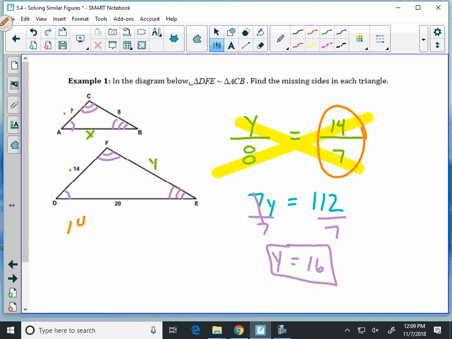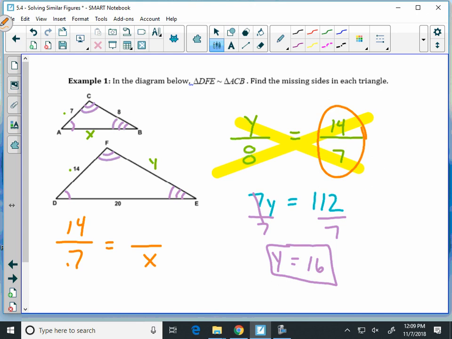So I'm still going to use 14 over 7. And that's still going to be equal to a fraction. But this time around, we're finding x. Where does x have to go in that second fraction? The bottom. Very good. Why does it have to go in the bottom? Yeah, because x is in this top triangle. Well, look at your fraction. Is 14 or 7 a side in the top triangle? 7. So x has to go in the same spot as 7. Right? You have to stay consistent.